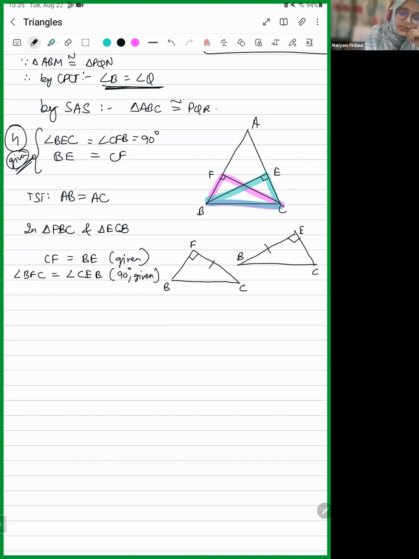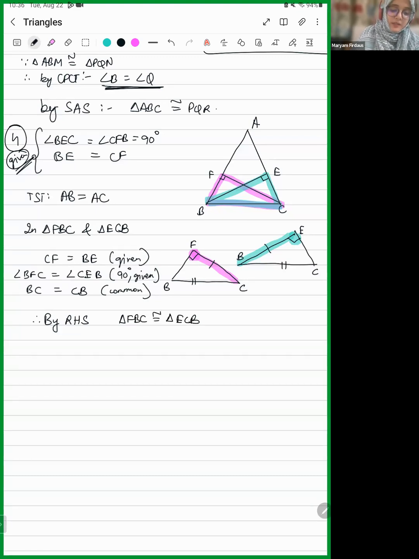Then we are supposed to use RHS in this, right? This is the right angle. And this base is the hypotenuse, not the base, the hypotenuse, of the bigger triangle. So BC is equal to CB, common side. Therefore, by RHS, hypotenuse and one side, triangle FBC is congruent to triangle ECB.